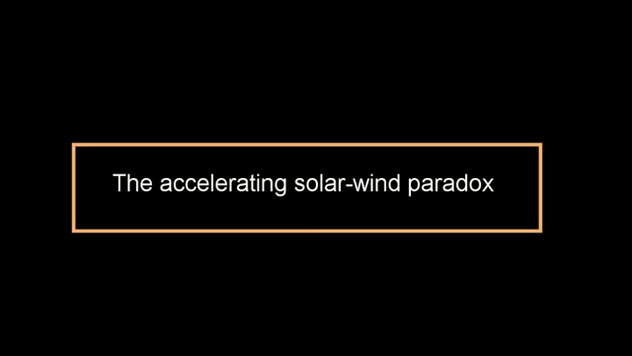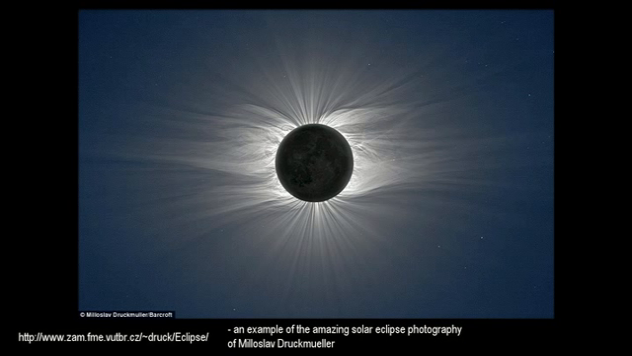The accelerating solar wind paradox. Under the internal fusion theory for the sun, the solar wind that we see shouldn't be happening at all, and should definitely not be accelerating away from the sun against the force of gravity. Under the standard solar theory, the acceleration of the solar wind is a paradox. The very existence of the solar wind under this theory is a paradox.